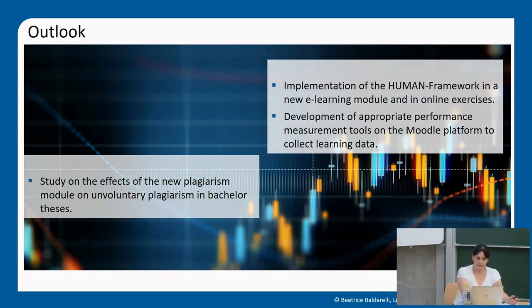A long-term aim is to conduct a study on the effects of the new plagiarism model on the occurring rate of unintentional plagiarism by relating the outcomes of the courses with an analysis of the bachelor thesis of students who have benefited from this new approach. We hope, in this way, to demonstrate that a better understanding of the different function of sources can improve their citing competences.